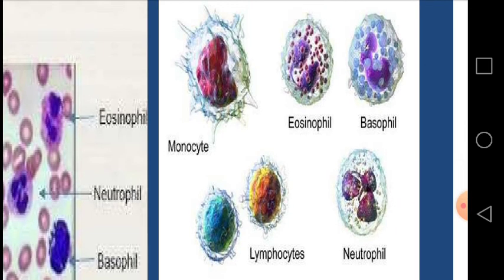Now you can see the nucleus present in the cells. Monocytes have a kidney shaped nucleus. Lymphocytes have a very big nucleus in the center, and both of these have clear cytoplasm. While the eosinophils, basophils and neutrophils have granular cytoplasm. Granules are present in the cytoplasm and their nuclei are lobed.